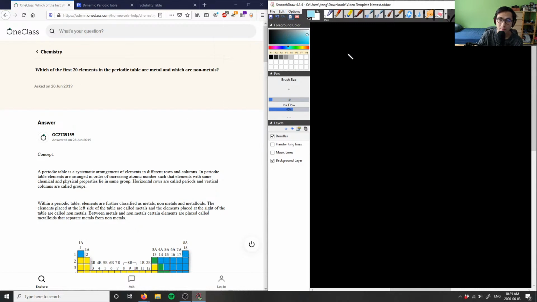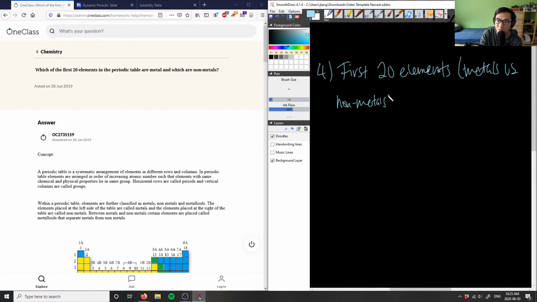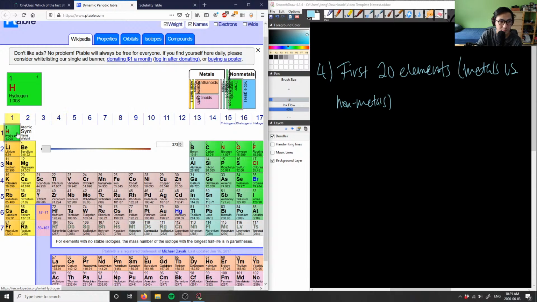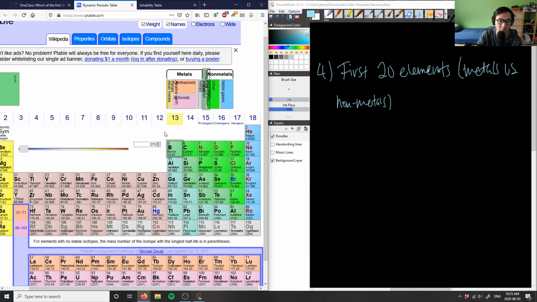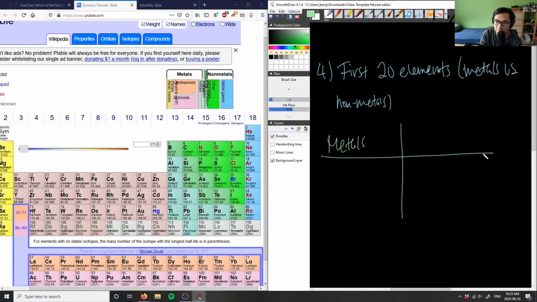This is number 3. Number 4: which of the first 20 elements on the periodic table are metals and which are non-metals? This is more of an inspection kind of question. First 20 elements, metals versus non-metals. So look at our periodic table here. We have hydrogen and helium. Let's look at these two elements first. These are indeed non-metals. Hydrogen exists in a gas form, and helium also exists in a gas form.